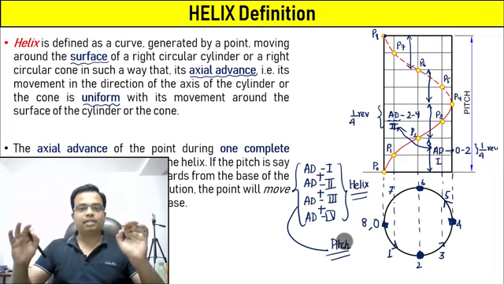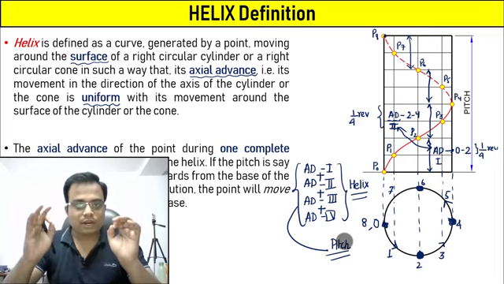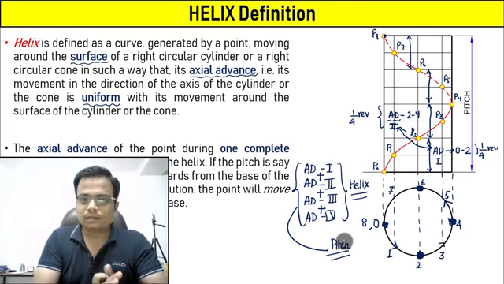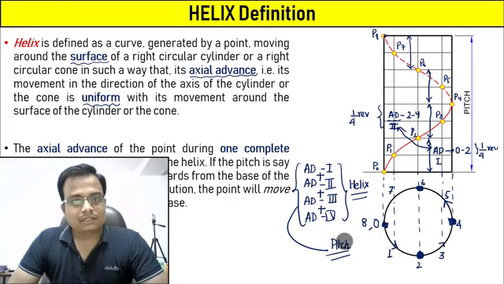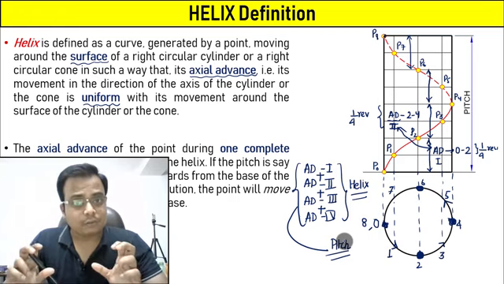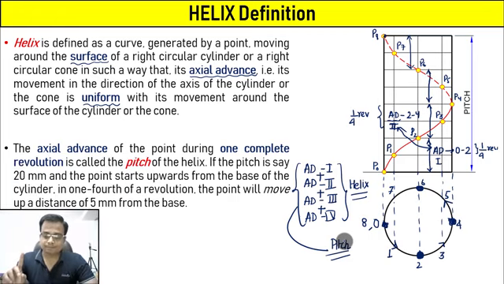Okay, the total axial advance for one revolution is referred to as pitch. And by now you must have understood what exactly a helix is. What are the conditions which need to be followed? Number one, it should be moving around the surface of a cylinder. Secondly, with a uniform axial advance, and when that is so, the curve that you are going to get is a helix. Secondly, when you sum up all the axial advances, 1/4, 1/4, 1/4, 1/4, you get the axial advance for one complete revolution.